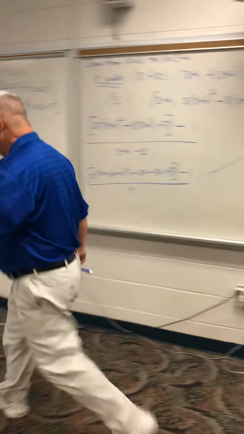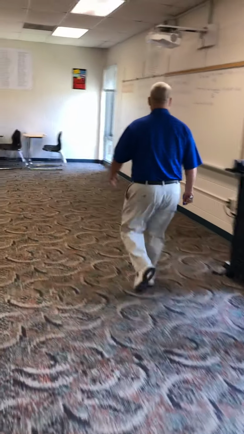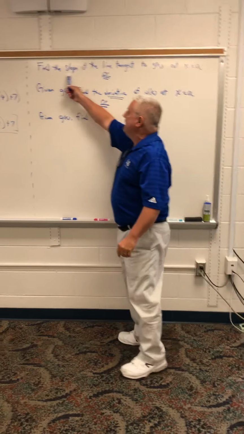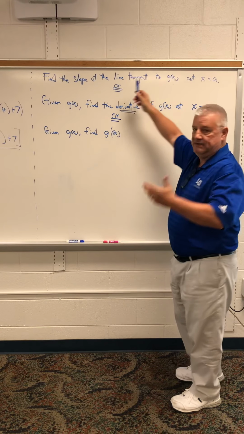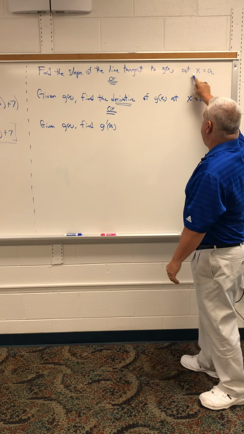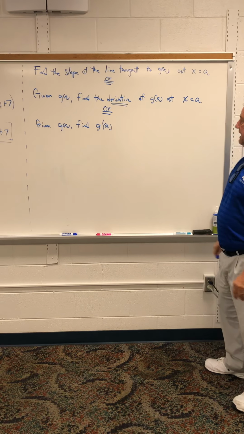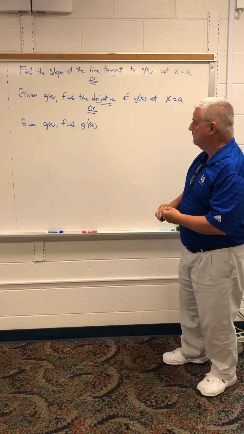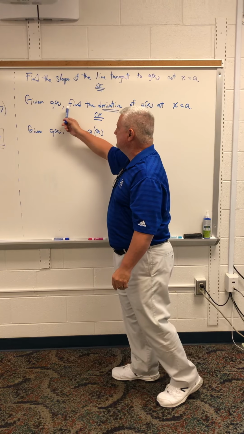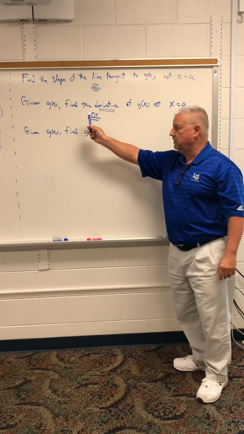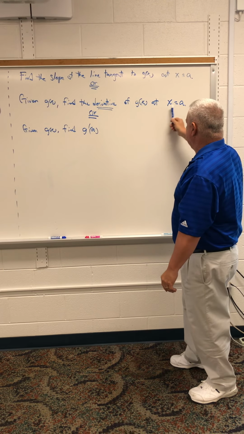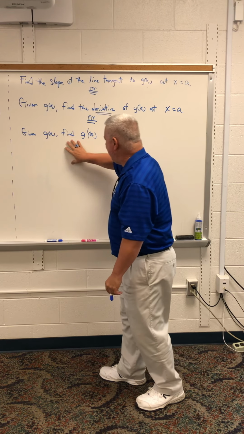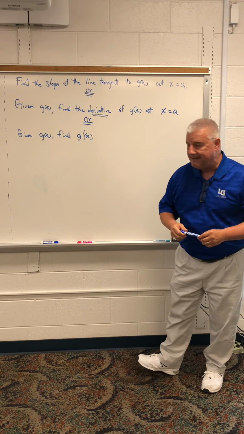Okay, so in general, follow me, Miss Camerawoman. If we have this problem, find the slope of the line tangent to g of x. We had f of x a minute ago, whatever the function is, at some number. I'll just call it x is equal to a. Or, just a different way to be asked the same question is, given g of x, find the derivative, real important word in calculus class, of g of x at x equal to a. Or, the same thing is, given g of x, find g prime of a.